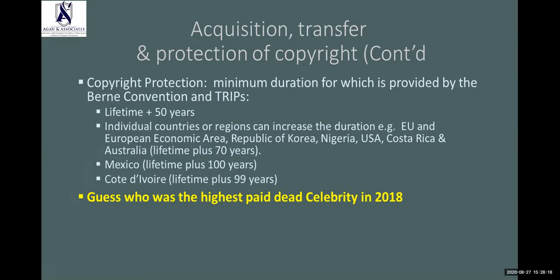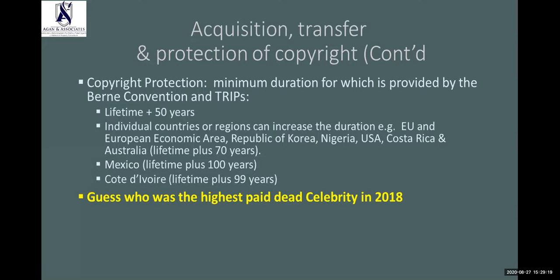We have several countries that have increased it to 70 years, like the European Union, Korea, Nigeria, US, etc. Then we have other countries that have doubled it, like Mexico. It's lifetime plus 100 years. We have Côte d'Ivoire that is just shy of 100 by one year, and that is 99 years. So what we are saying here is that it outlives the author. The author continues to control through the heirs that he has left behind for the duration that has been indicated there, the minimum being 50 years.